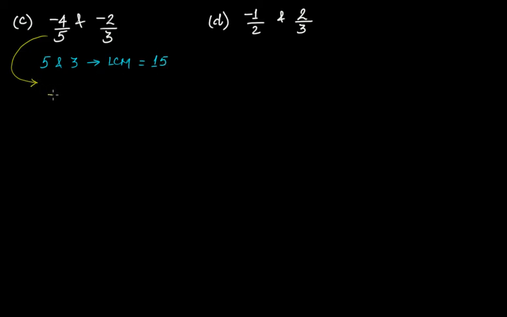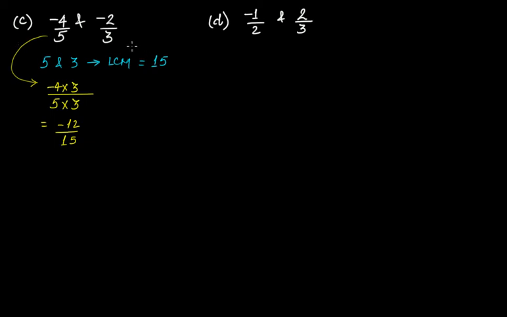Okay. Now, convert this -4 over 5 into an equivalent rational number such that its denominator is 15. So in order to make the denominator 15, what number should we multiply 5 with so that its denominator becomes 15? The answer is 3. Now since we have multiplied the denominator with 3, we also have to multiply the numerator with 3. The concept of equivalent rational numbers. This gives you what? -12 over 15.